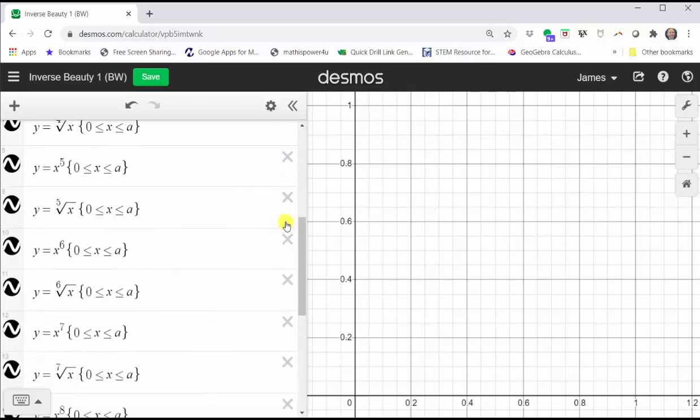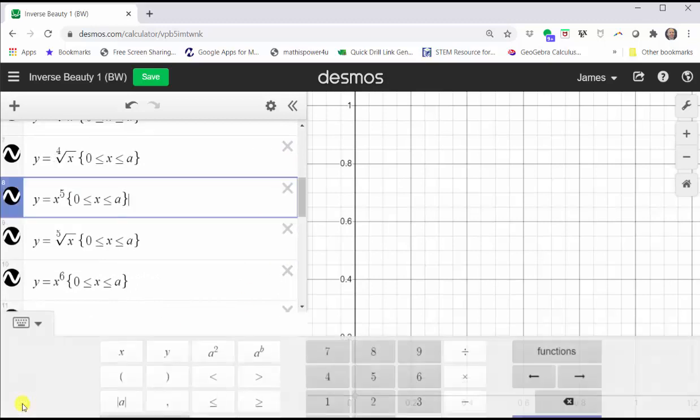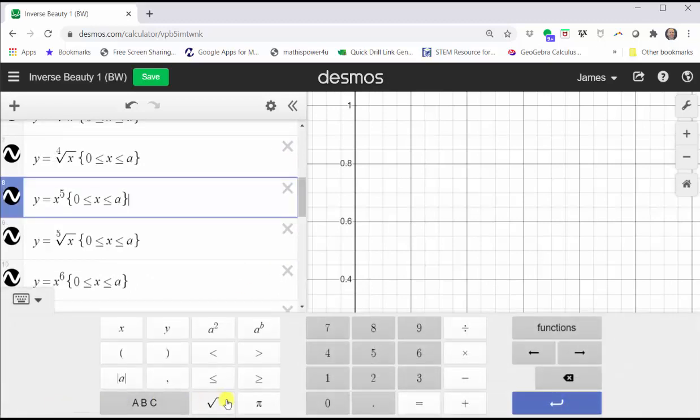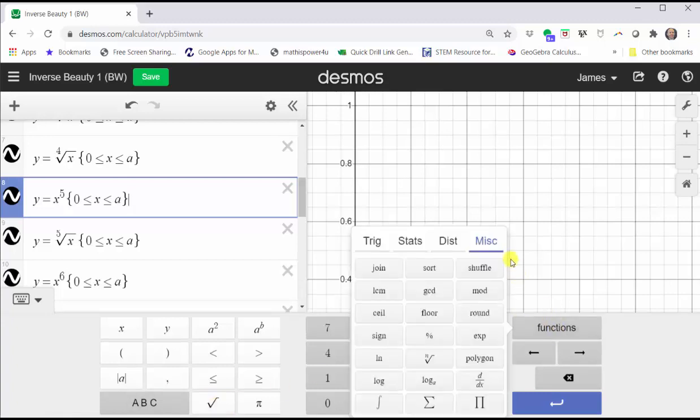If you're curious for the square root, click on the Show Keypad button, and the square root button is here in the lower left-hand corner. For all of the other radicals, click Functions, click Miscellaneous, and use the nth root key, which is here in the middle. Let's go ahead and close the Desmos keypad.